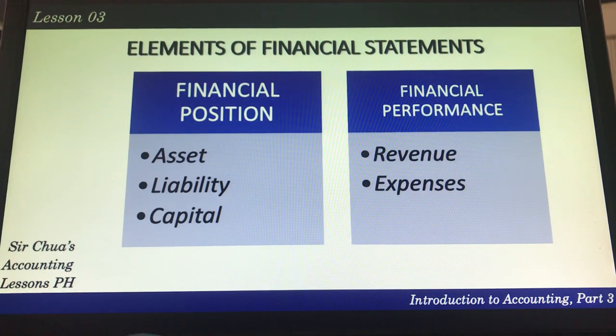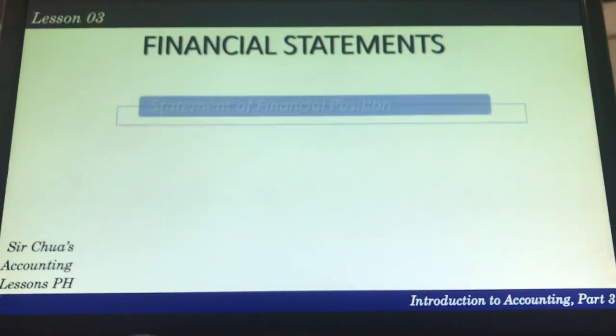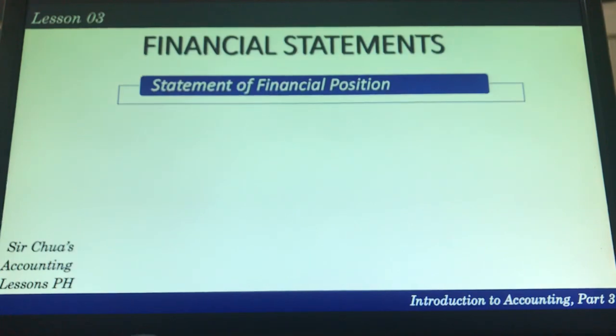Now, these elements of financial statements are reported in the following financial statements. First is statement of financial position. So again, we will not be dealing with the technical terminologies and technical definitions of these. So I will just be giving you an overview. In the statement of financial position, you also call this the balance sheet. Okay, so the balance sheet reports the assets, liabilities, and capital of a company at a certain time period, usually after 1 year. Pero pag financial position, as of 1 year, hindi yung for that year lang.